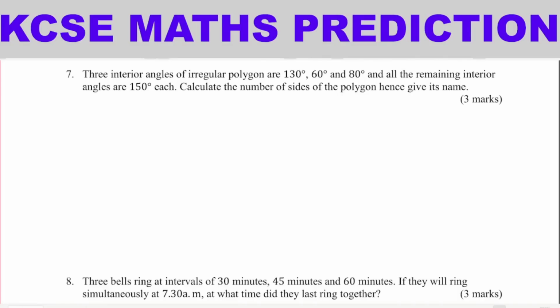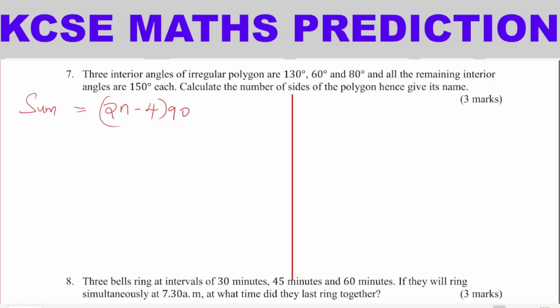Three interior angles of an irregular polygon are 130 degrees, 60 degrees, and 80 degrees, and all the remaining interior angles are 150 degrees each. Calculate the number of sides of the polygon, hence give its name. So before solving this question, you need to know how to get the sum of the interior angles of this irregular polygon. The sum of these angles is given by this formula, 2n subtract 4 right angles. That is how we get the sum of all the interior angles of this irregular polygon.